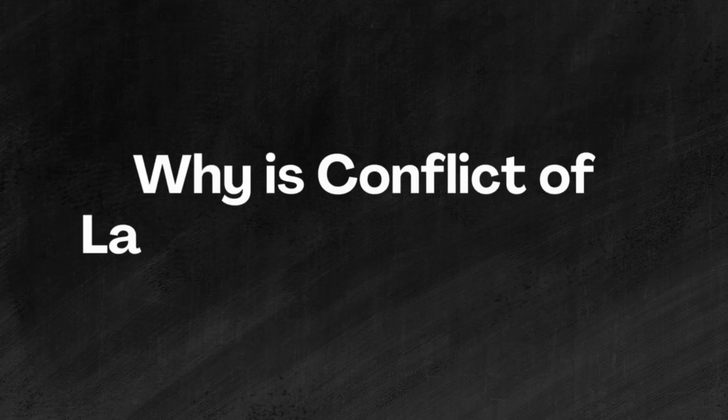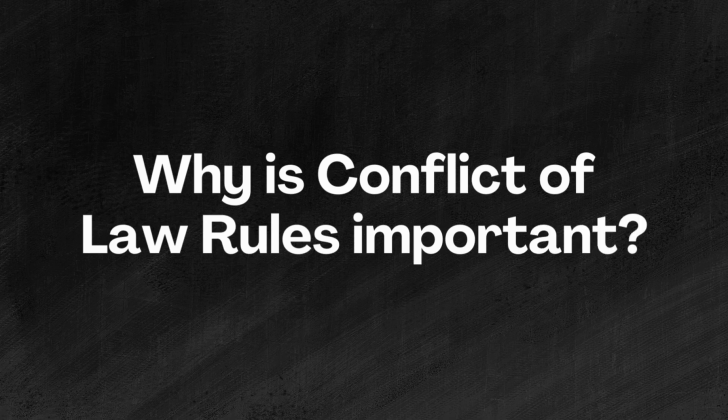So why do we have conflict of law rules? Well, they are important to ensure that cross-border disputes are resolved fairly and efficiently. It helps to prevent what is known as forum shopping. This is where the parties try to bring the case in a jurisdiction that is most favorable to them. The reality is, if I want to file a case against another person, then I want the courts and the laws that are most favorable to me. Similarly, the other party will want the courts and the laws that are most favorable to him.